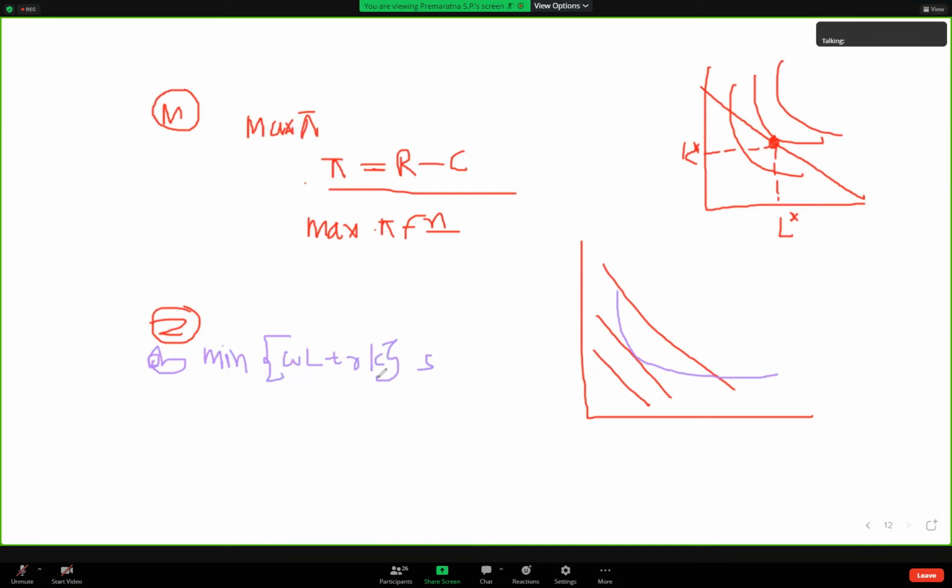But subject to given output. So there we derive the minimum value cost function. We will do these two next week. Minimum value cost function.